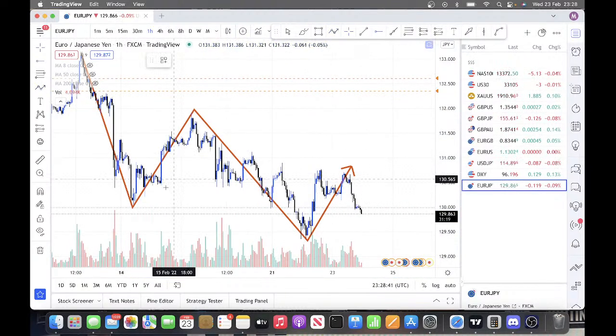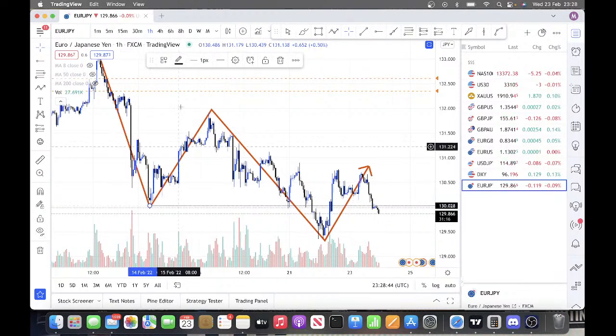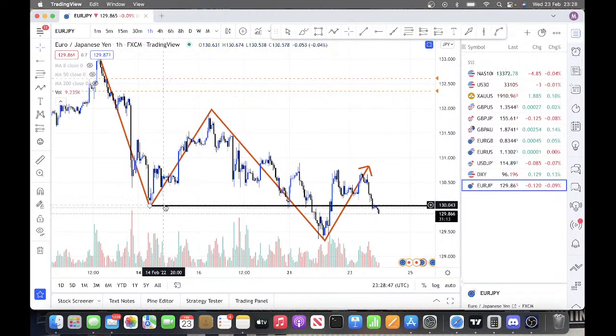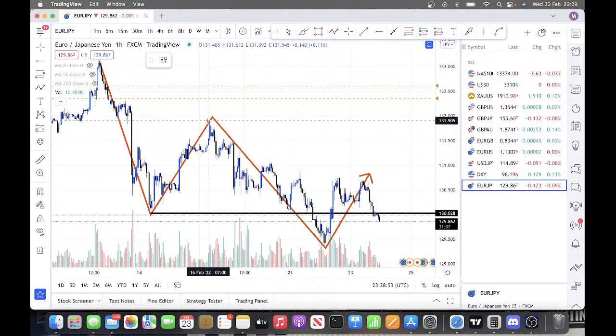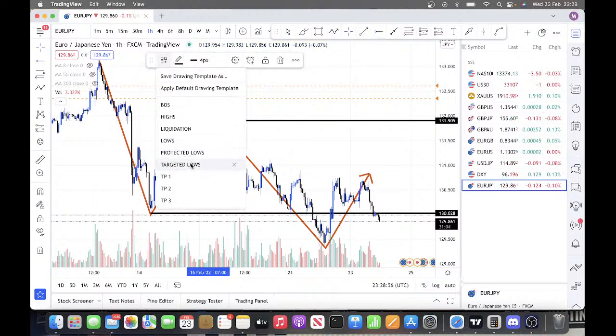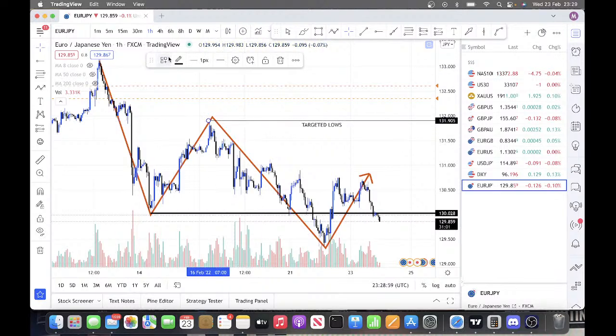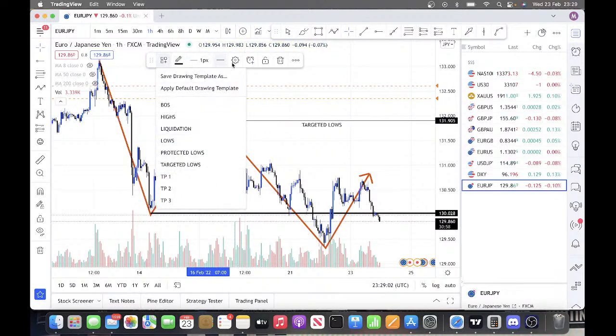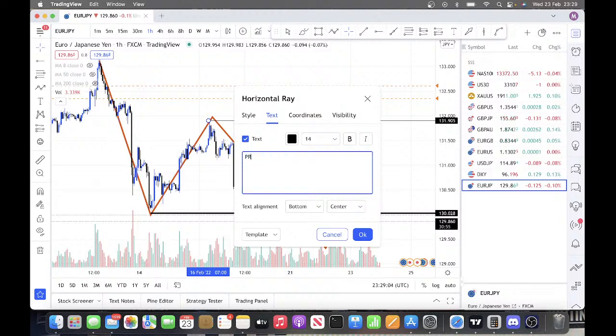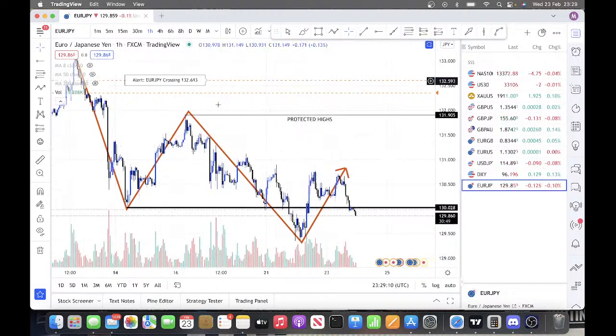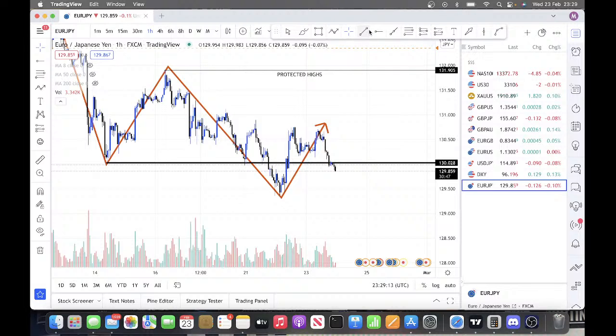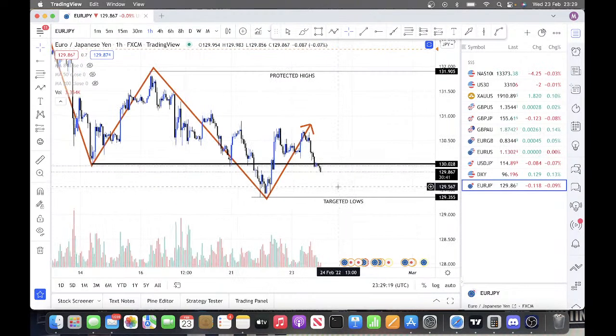So what we've got here, we've broke, make that a bit thicker for you, we've broke these lows. Now, price, this is our protected low, protected high, sorry. I'm sorry, not the right one. I've not got that, so I'll just write that in. This is our protected highs for this range. This here, this is our protected highs. So this is our area that we're targeting. That's our targeted lows, what we're all looking for price to come down to.